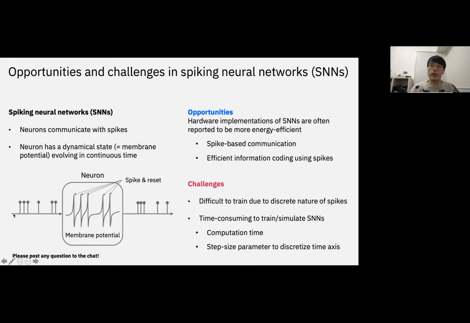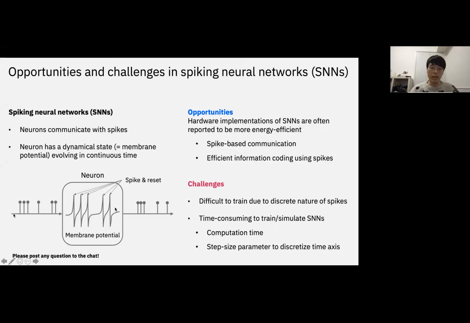A spiking neural network is a little bit different from the current formulation of artificial neural networks. The main difference is that each neuron communicates with each other using spikes rather than using real values. And each neuron has its dynamical state called a membrane potential, which evolves in continuous time.